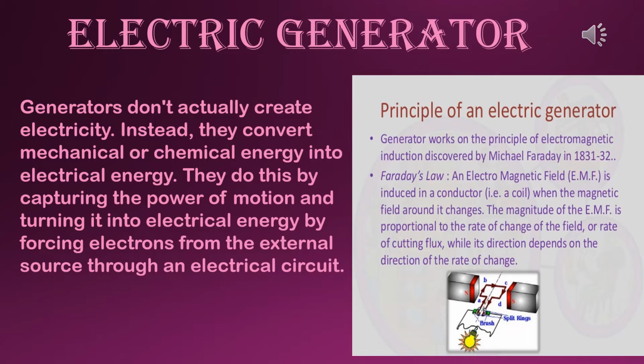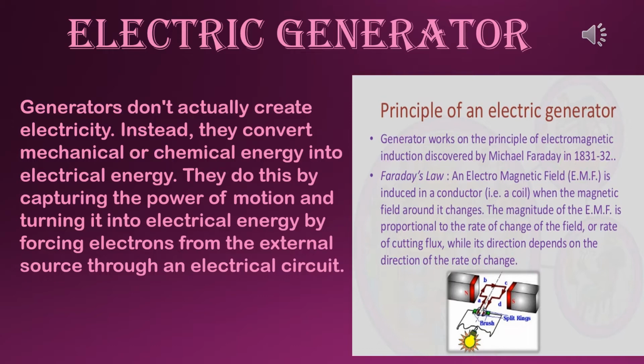Generators don't actually create electricity. Always remember this. Instead, they convert mechanical or chemical energy into electrical energy. They do this by capturing the power of motion and turning it into electrical energy by forcing electrons from the external source through an electrical circuit. Just the opposite of a generator, an electric motor works.